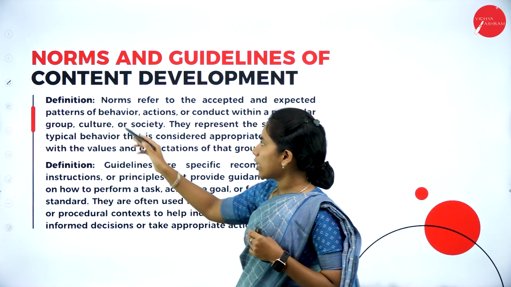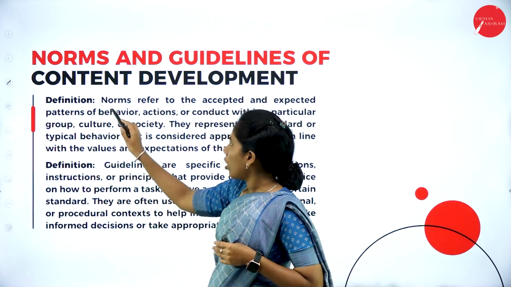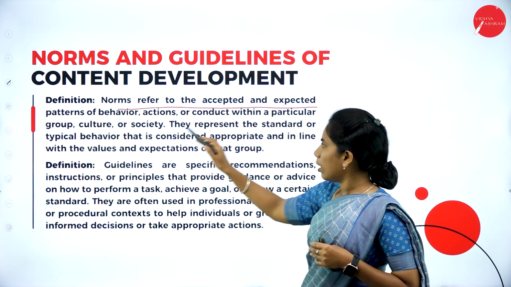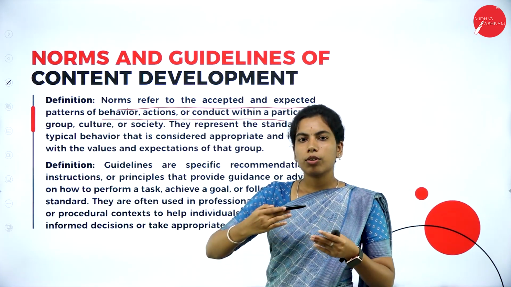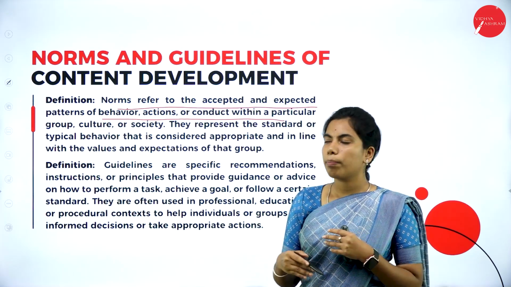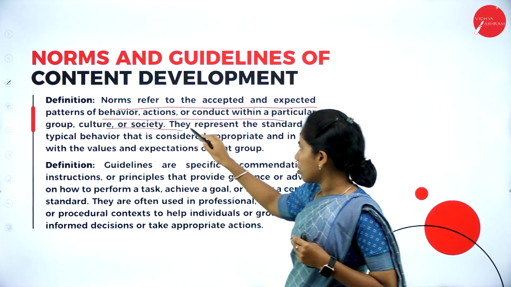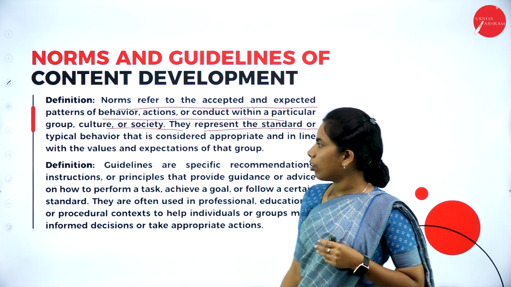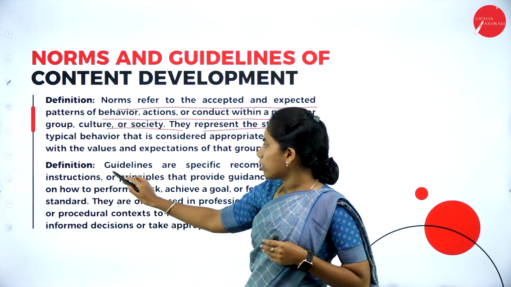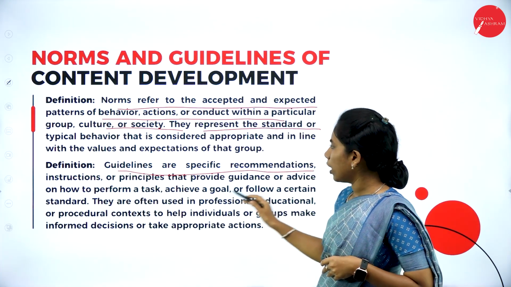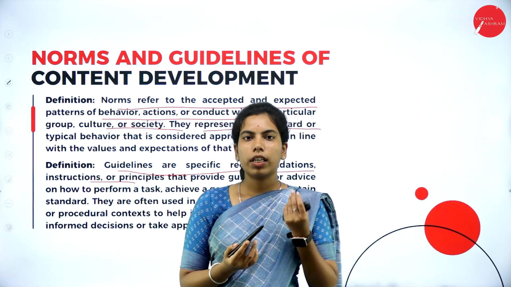Let's see what exactly a norm is. A norm refers to the accepted patterns of behavior, actions, and conduct within a community or group of people. And also culture, society, they can represent a standard or typical behavior. That is what a norm. And also guidelines, meaning guidelines are specific recommendations, instructions. So consider one example.